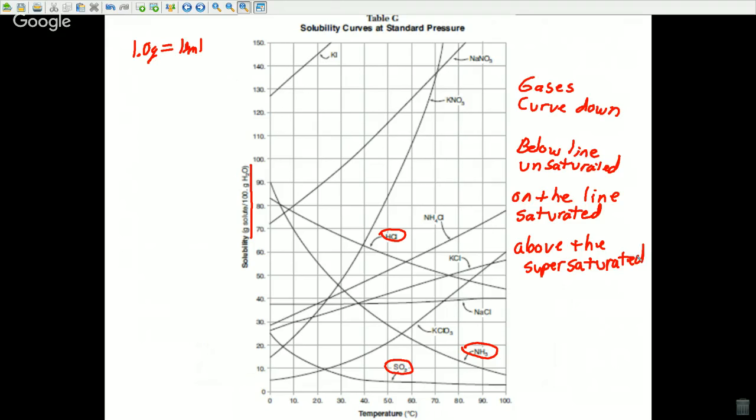Other things you want to watch out for is if you're using an amount of water different than 100 grams, like 75 grams or 200 grams, you'd have to change your answer accordingly. And be very careful when you're dealing with these substances down towards the bottom, because all the lines get jumbled together and you've got to make sure you have the correct one.